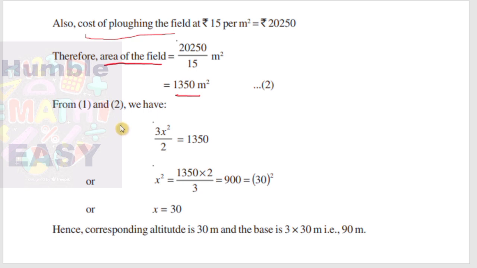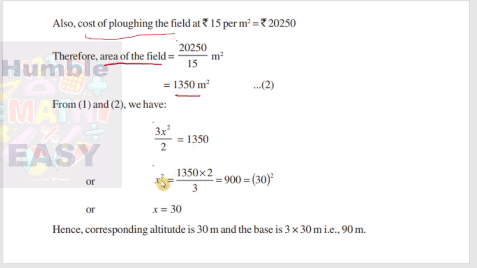Since the cost of ploughing the field is 20,250 at 15 rupee per square meter, and since we have 3x squared all over 2 as the given area of the problem, which is now equivalent to 1,350.